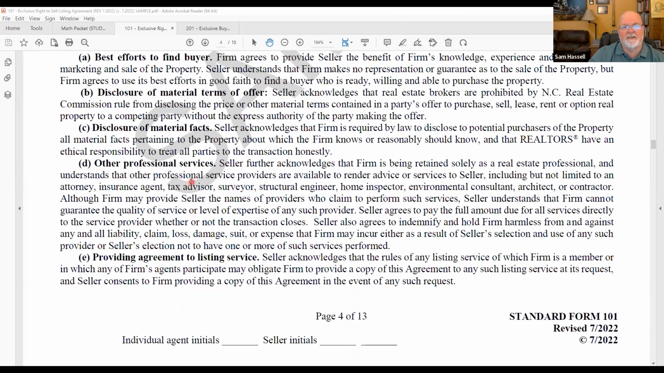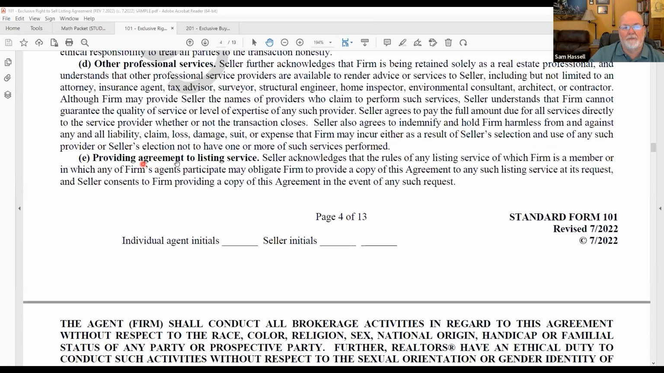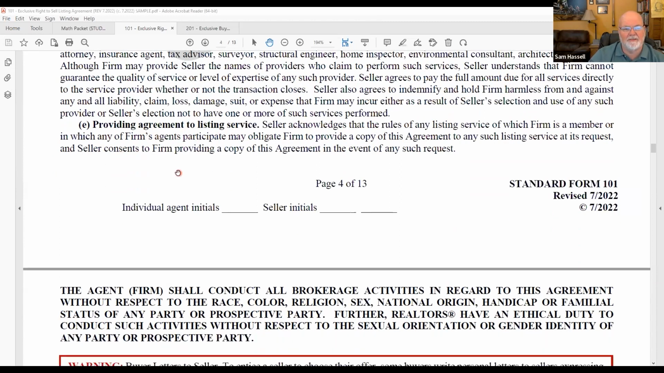Other professional services. We're telling the seller right now that you need to get an attorney, you need to get a contractor, you need to get an appraiser. We don't do that. We're not qualified people to do that. If you need those things done, you need to go find them and hire them separately. So in that other professional services, they need to go hire professionals, not us. We're not to be relied on for that information. Providing agreement to a listing service: we're going to put this in the multiple listing system, MLS, get some coverage.